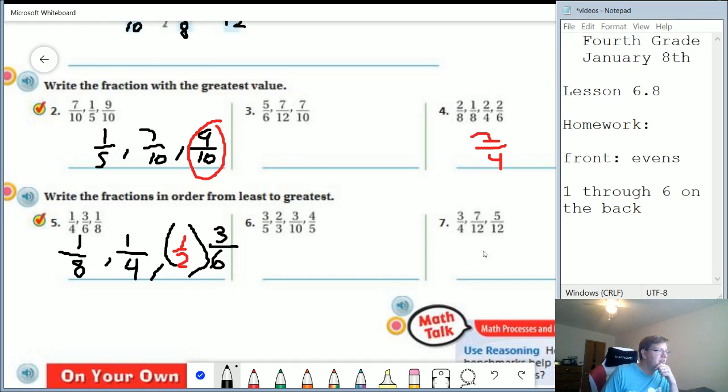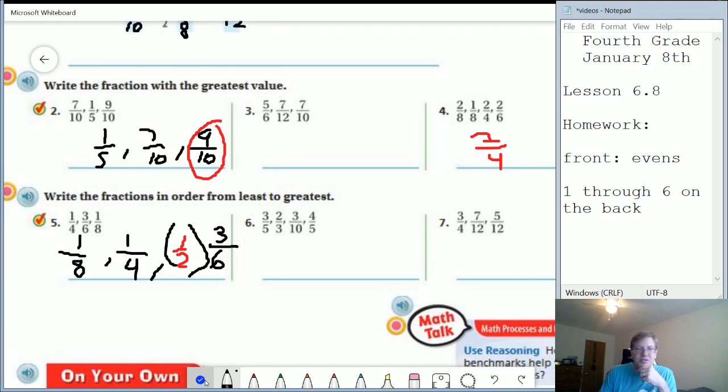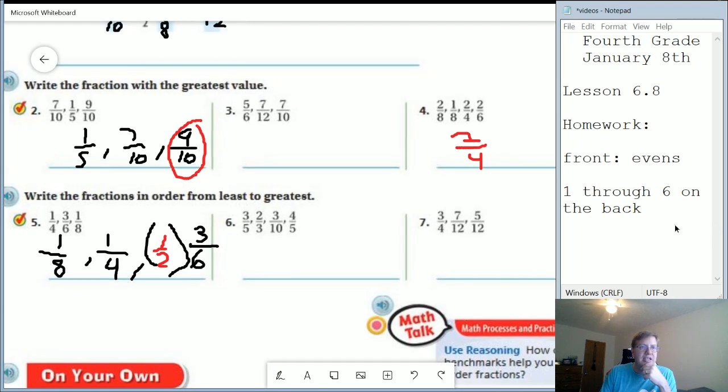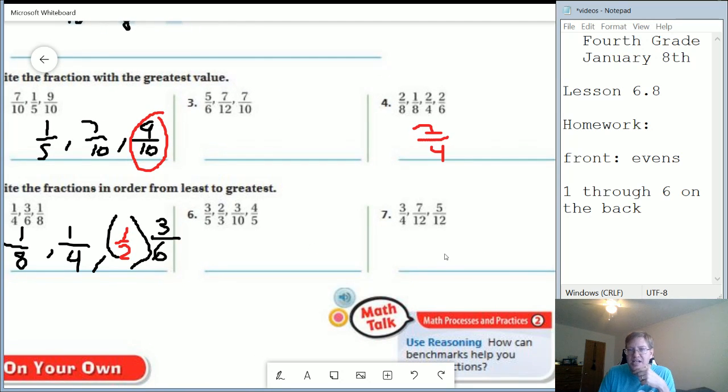So let's do number 7 now. We have two that are the same denominator, and we have one that's different. So we can change this one to make it into parts out of 12. So I want you to go ahead and do that. And then once you're done, go ahead and put these in the correct order, and then you can unpause the video when you're done with that. So go ahead and pause.